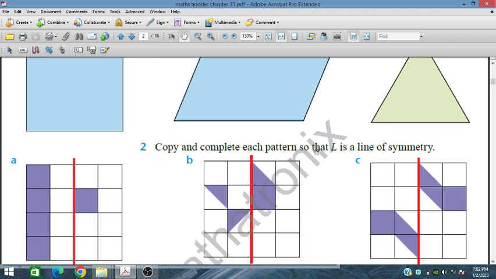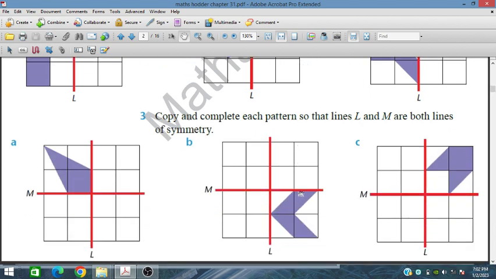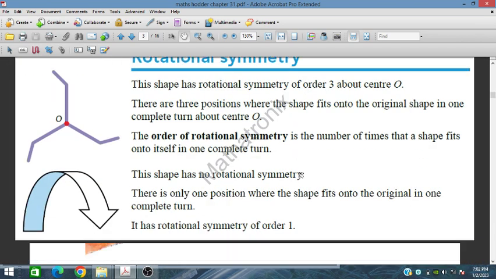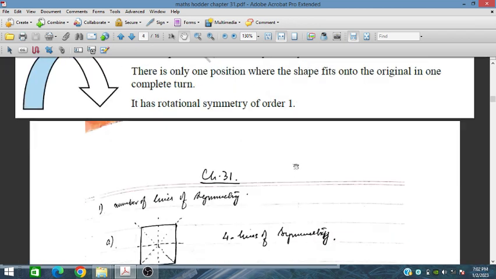And similarly, copy and complete each pattern so that the line L is a line of symmetry. So if this is a line of symmetry, we have to complete the pattern. So let's solve this. We will discuss rotational symmetry after that.